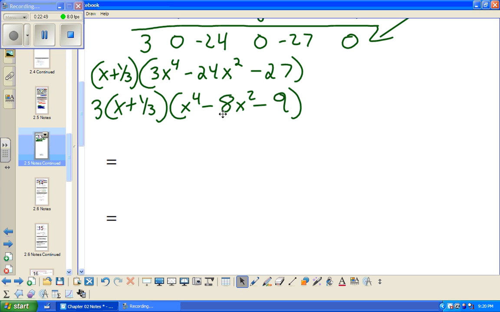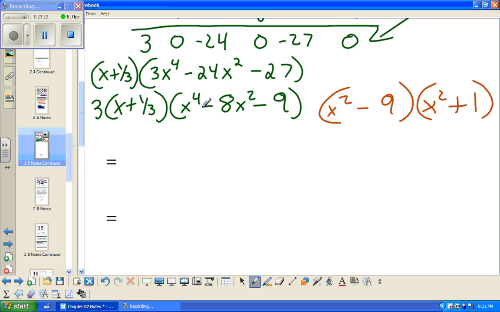So you're still going to ask yourself, what do I multiply to get x to the 4th? That's going to be, set it up like this, x squared times x squared. What do I have to multiply to get negative 9, and what do I have to add together to get negative 8? Well, you would tell yourself that you're going to have to subtract 9 and add 1. That's what this would factor into.